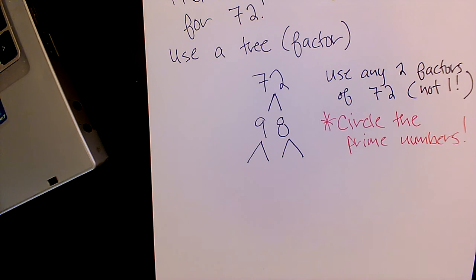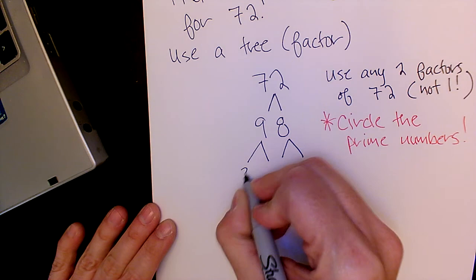And I need two factors, or two numbers, that when you multiply them together will get me to 9. And remember, I can't use the number 1, so I can't use 1 times 9. What else? What are the only other two numbers that when you multiply them together give you 9? 3 times 3.